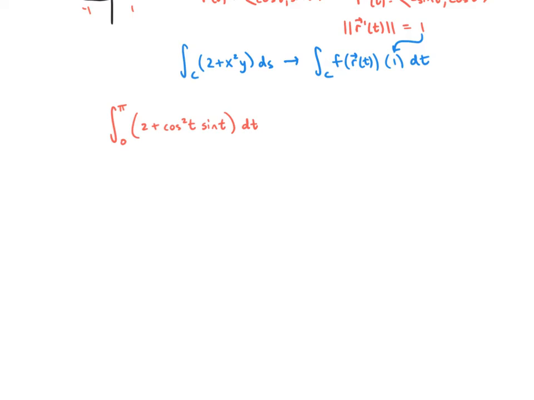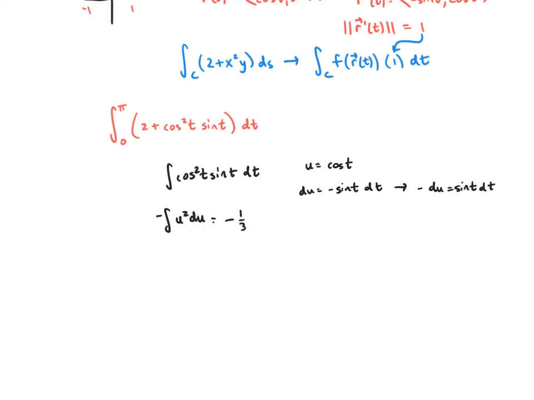To do this, we're going to need a u substitution specifically for this part. So we'll just do this off to the side. We've done ones like this before, so this one might be one that you have memorized. So this integral will be negative u squared du, which is negative 1/3 u cubed, which converts back to negative 1/3 cosine cubed t. Okay, so that's our u substitution.